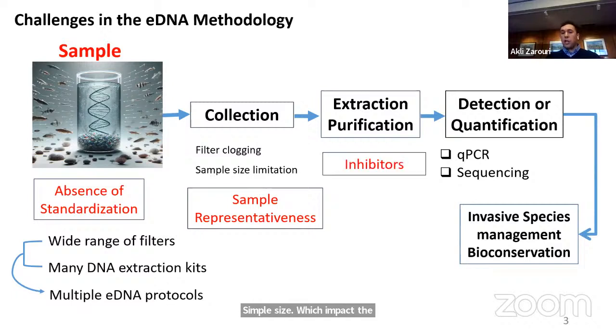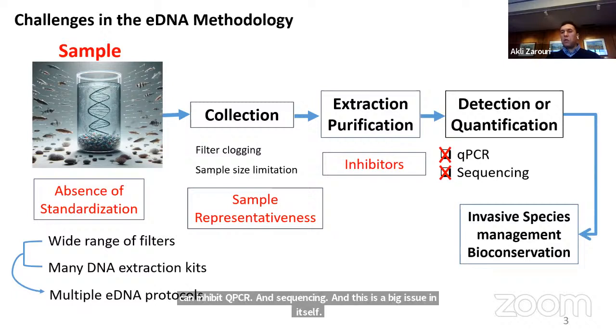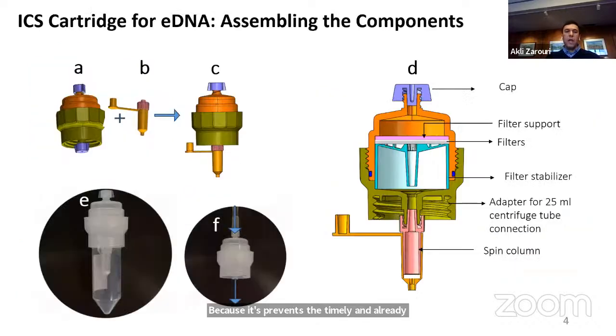And we have also another challenge, which is the presence of inhibitors, which are co-purified with eDNA and can inhibit qPCR and sequencing. And this is a big issue in itself, because it prevents the timely and early detection of invasive species. To overcome this, we designed a new technology, which is the ICS cartridge.